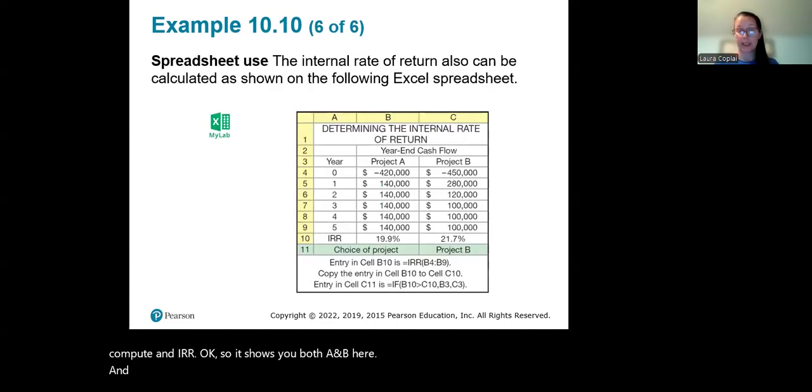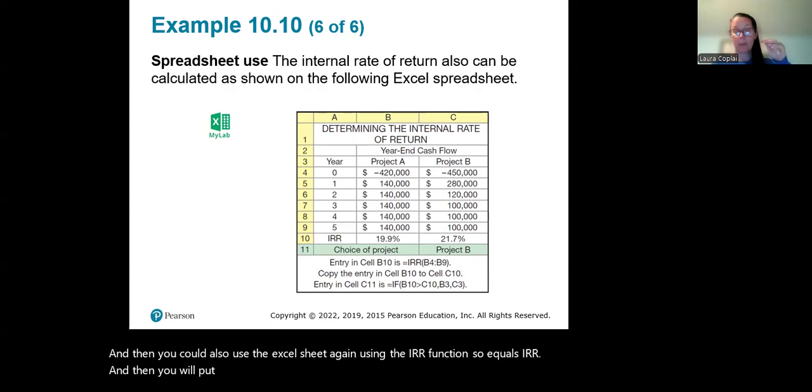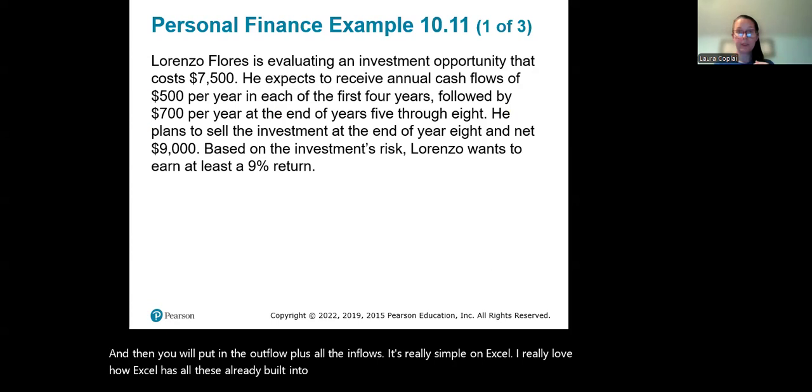And then you can also use the Excel sheet, again, using the IRR function. So equals IRR, and then you will put in the outflow plus all the inflows. It's really simple on Excel. I really love how Excel has all these already built into it.